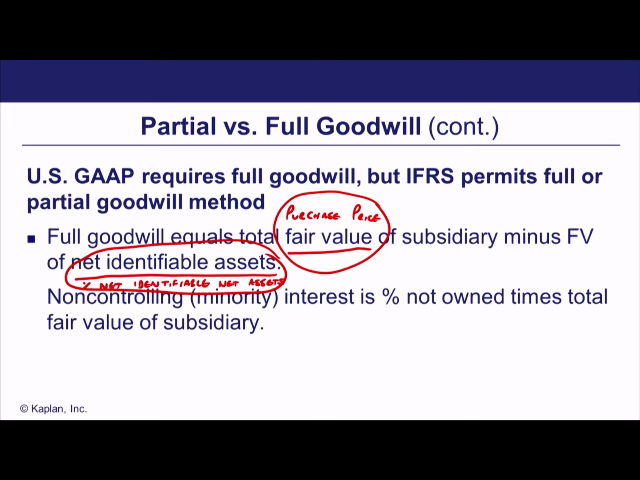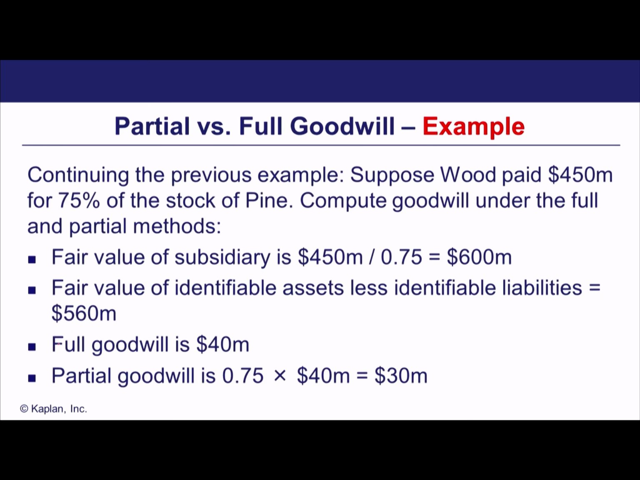Okay, now it means as well that we calculate the non-controlling interest slightly differently under full goodwill. We have to. If goodwill's been calculated differently, then the minority interest needs to be calculated differently to keep the balance sheet balancing. So notice the non-controlling interest is the minority share. So again, if we owned 80%, the minority would own 20%. So it would be that 20% times the fair value of the subsidiary. Right, okay, let's get into an example and try and see how this works.